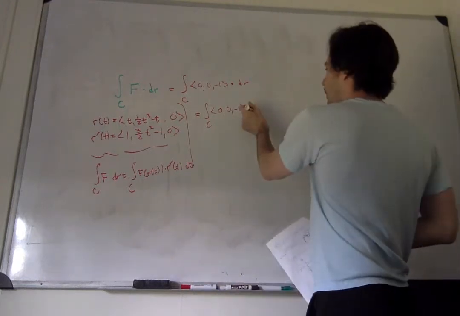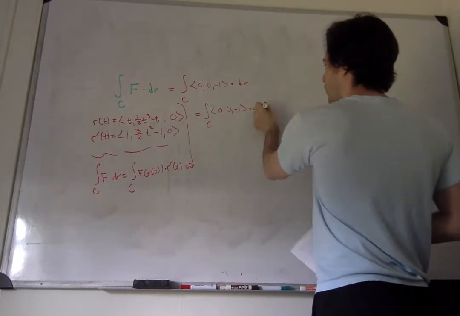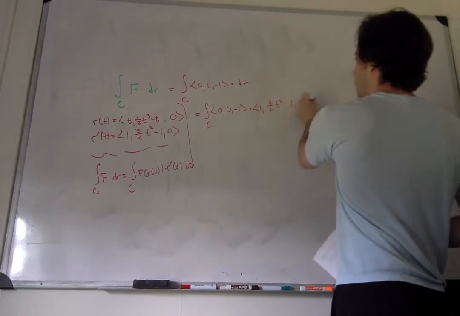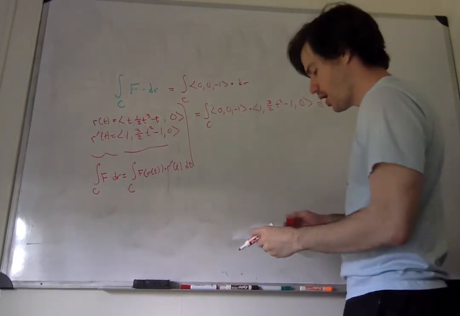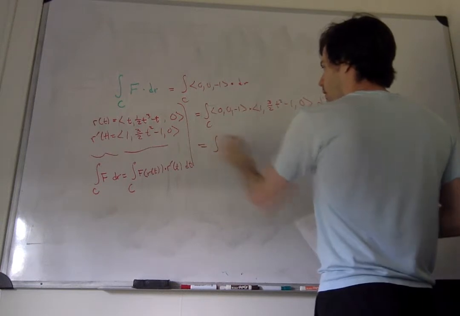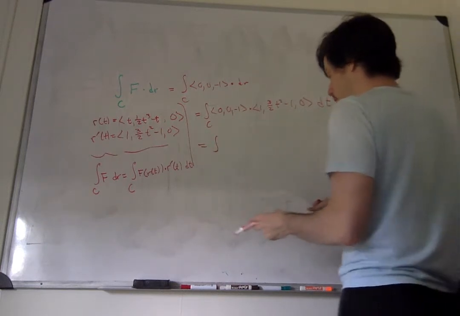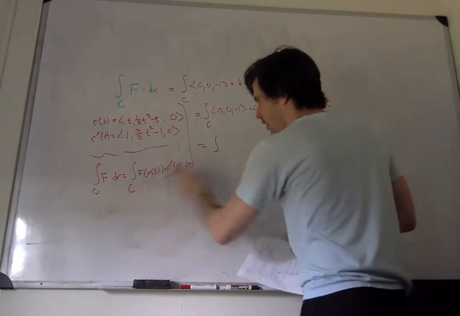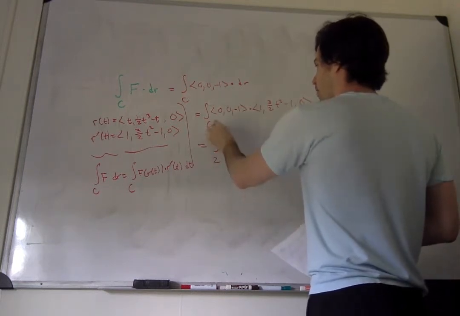So the only thing we care about now is r'(t). So I'm going to dot it with r'(t), 1/3 t squared minus 1, 0 dt. Okay, and now I've got to include the bounds here. So I'm going to convert the c into 2 and minus 2.